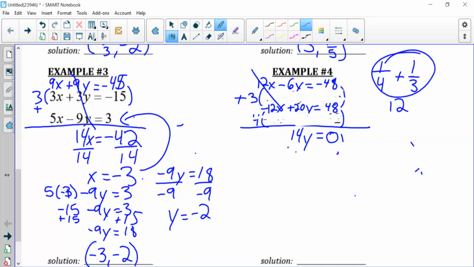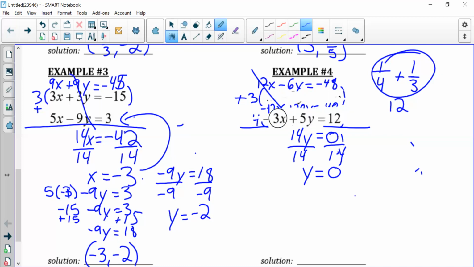But I don't care what 14y is. I want to know what y is. So I'm going to divide both sides by 14. So this gives me y equals what? What is 0 divided by anything? If we've got 0 on top of a fraction, it's just 0. So y equals 0. And then we can plug that back into one of our original equations.